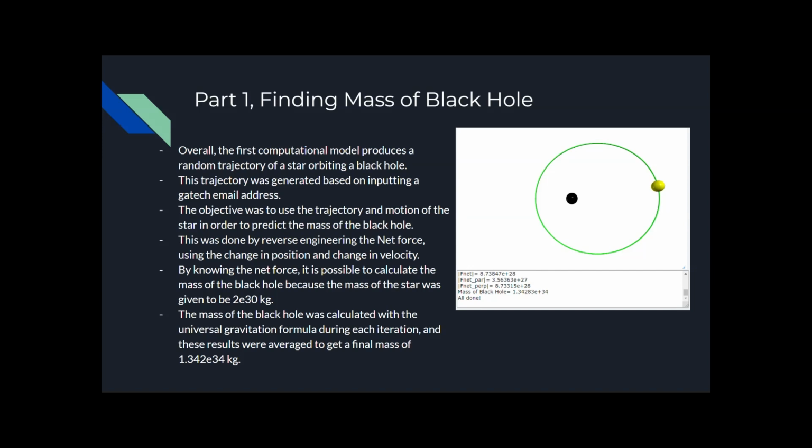By knowing the net force, it is possible to calculate the mass of the black hole because the mass of the star was given to be 2 times 10 to the 30 kilograms. The mass of the black hole was calculated with the universal gravitation formula during each iteration, and these results were averaged to get a final mass of 1.342 times 10 to the 34 kilograms.